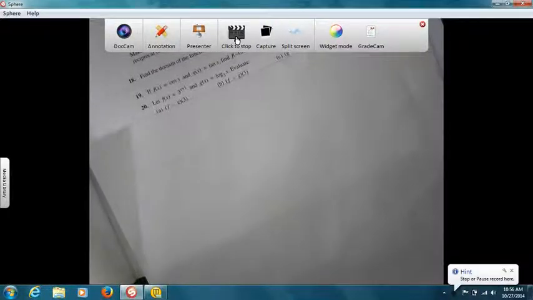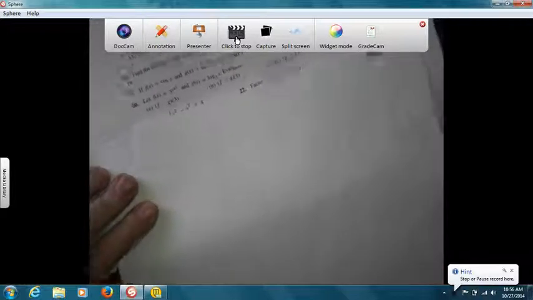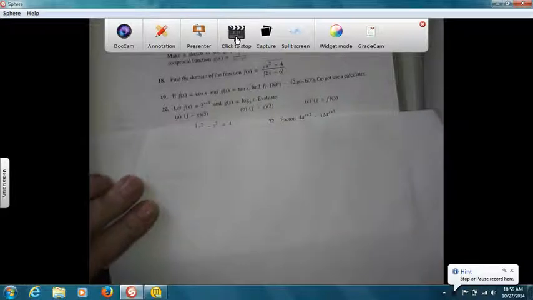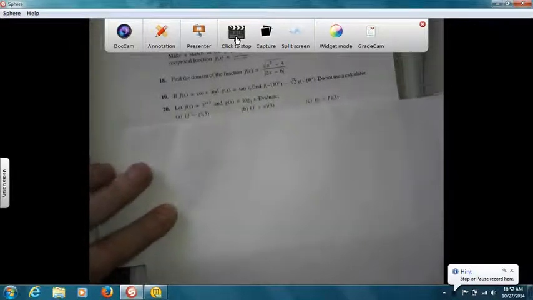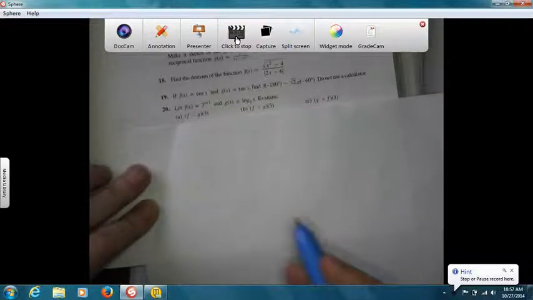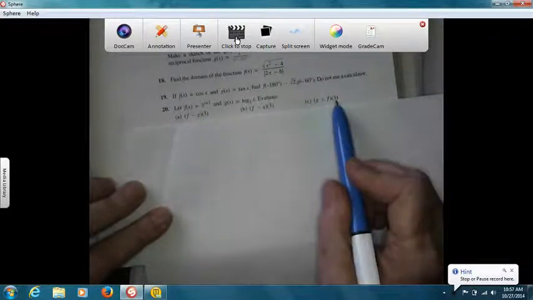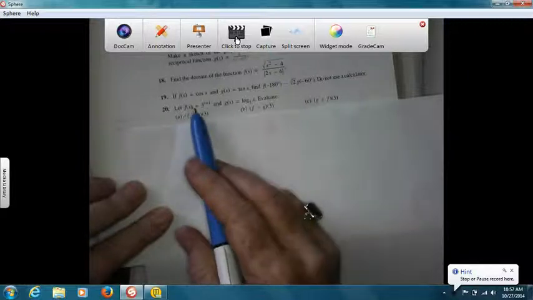Okay, this is lesson 33, problem number 20. Let f of x equal 3 to the x plus 1, and g of x equals log base 3 of x, and evaluate f minus g of 3. So whenever it has a little 3, actually all these have 3s, I can plug the 3 into each of the two functions and then just do the subtraction.